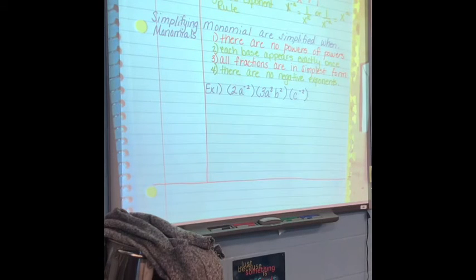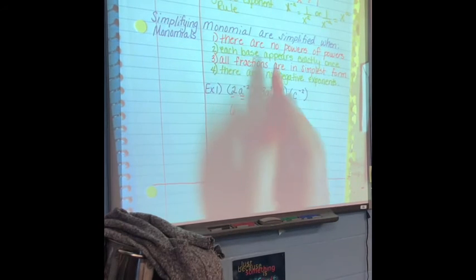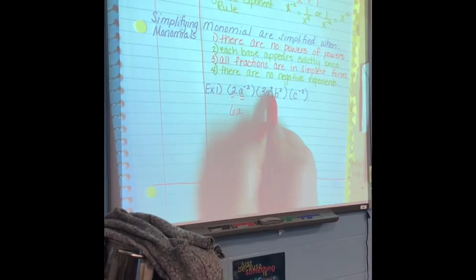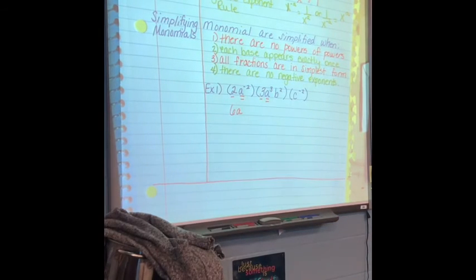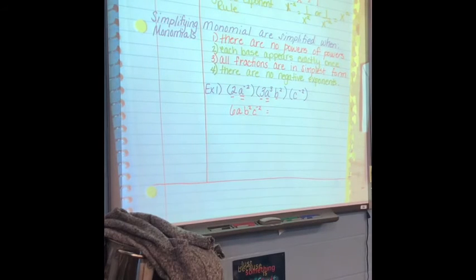So the only operation I have going on here is what? Multiplication. Everybody agree? We're just multiplying here. So I'll start by multiplying the numbers. 2 times 3 is 6. And then when I multiply with variables, I'm going to do what with those exponents? Add them. So I have a to the negative 2 plus 3, which is just a, 1a, right? The b and the c didn't have anything to multiply by them.